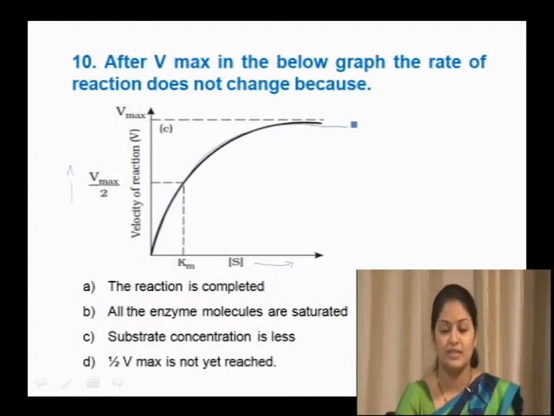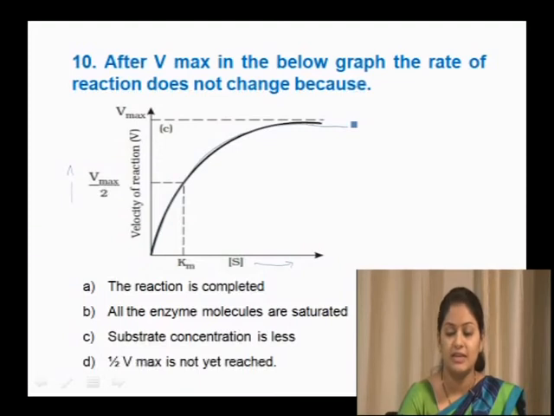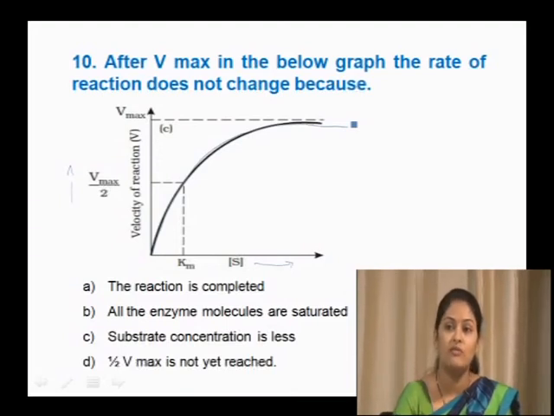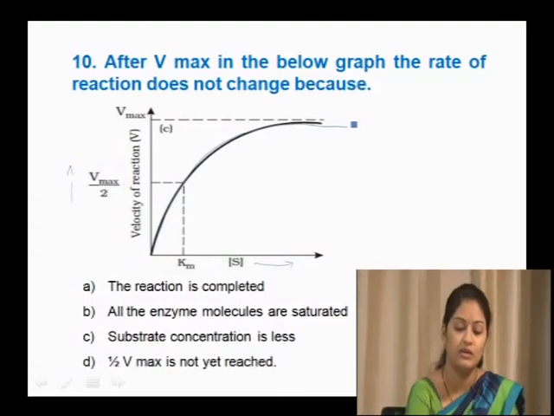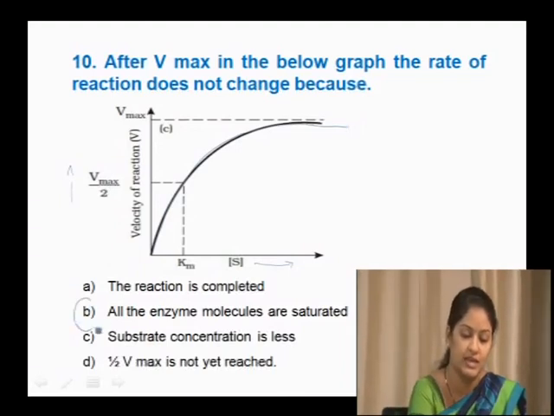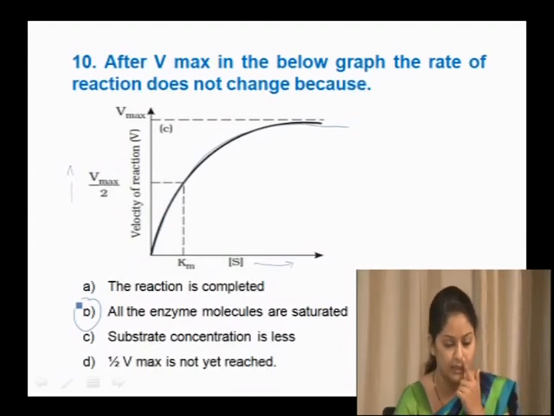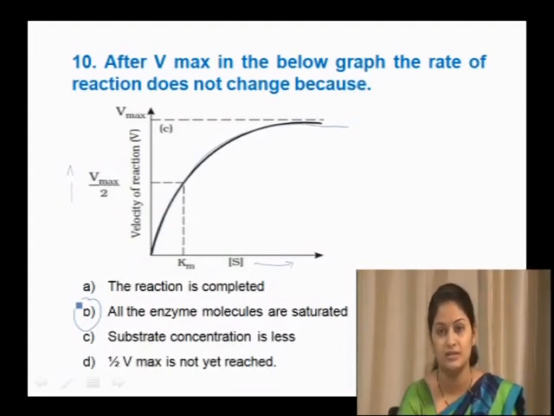So what the graph is indicating is the steadiness of the reaction after reaching a particular level. The velocity of the reaction does not change after reaching a specific level because all the enzymes are now saturated. Though the substrate is more and more, there are no free enzymes to attach with the substrate and to carry out the reaction. Therefore, the option for this particular question is B. All the enzyme molecules are saturated.